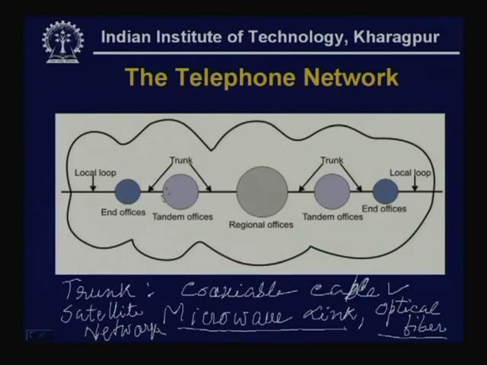So, at different links it can use either microwave link or optical fiber or satellite link. So, it is not uniform. This particular link can be a microwave link, this can be a satellite link, this can be an optical fiber link, and so on. So, in the path, as user 1 is connected to user 2, it can go through a number of paths through the trunk lines, and that can be a combination of various types of transmission media, as we have already discussed. So, this gives an overview of the telephone network.